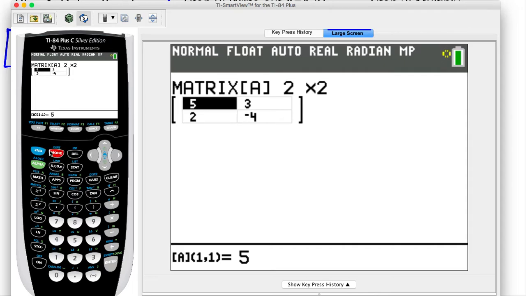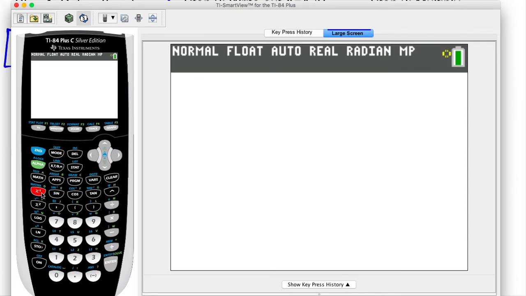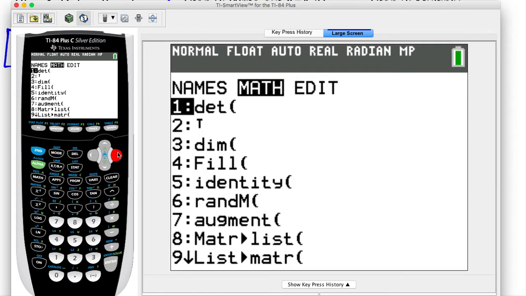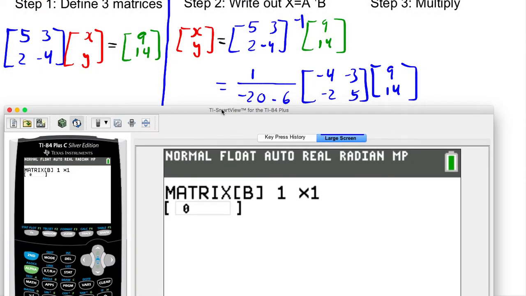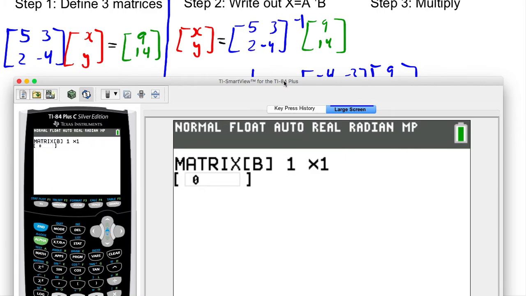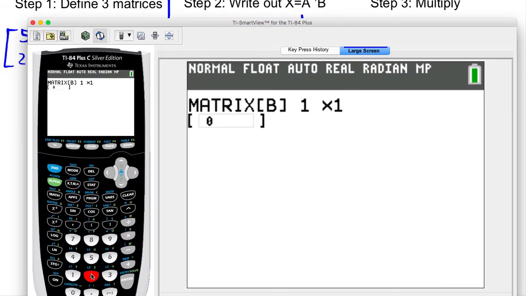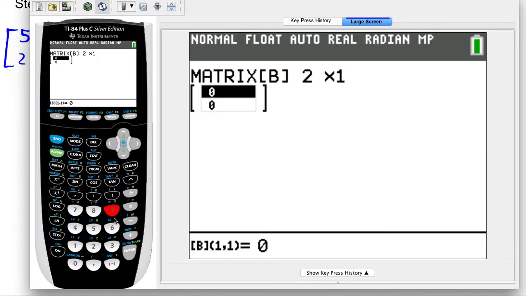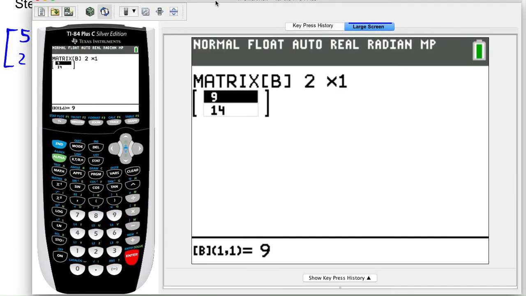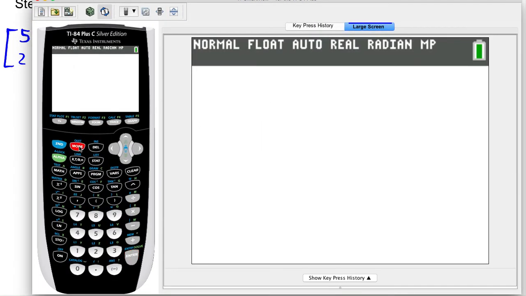So I have that matrix selected, so I'm going to back out. I'm going to go back to my matrix menu. I'm going to edit, and create matrix B now. So matrix B is this. That is a 2 by 1 matrix, 2 rows and 1 column, and it's just 9 and 14. Okay? Just like that.